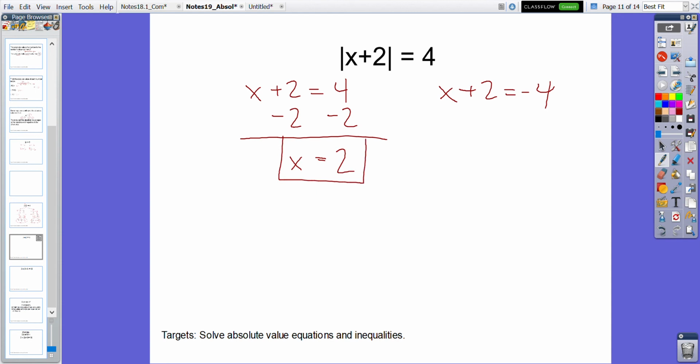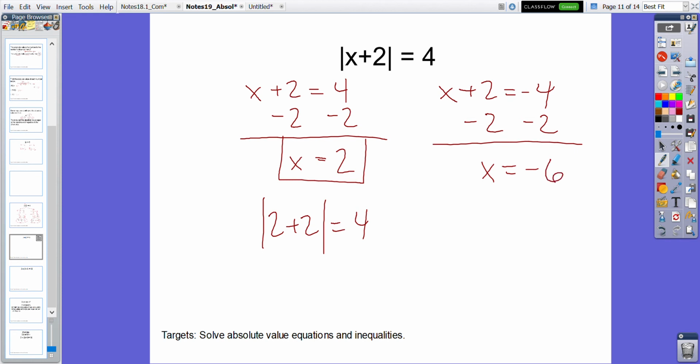Okay, that's pretty easy because you know that the absolute value of 2 plus 2 is going to give me 4, because 2 plus 2 is 4. And then if I do the same thing to the second equation, subtract 2, that gives me x again, but in this case it's going to be negative 6. So when I replace x with negative 6 in the original equation, negative 6 plus 2, well, that's going to simplify to the absolute value of negative 4, which we know is 4. Once again, both check out to give me good answers here.